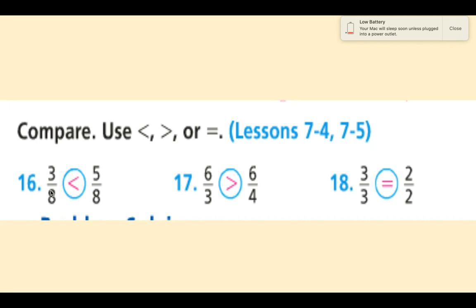3/8 is less than 5/8. When the denominator is the same, you can cover it up and compare the top numbers as whole numbers. When the numerator is the same, you look at the denominators and think about the size of the pieces. If you're sharing with 3 people, you get a bigger piece, greater than 4. So it's opposite when you're looking at the denominators. 3 out of 3 and 2 out of 2 are both equal to 1.